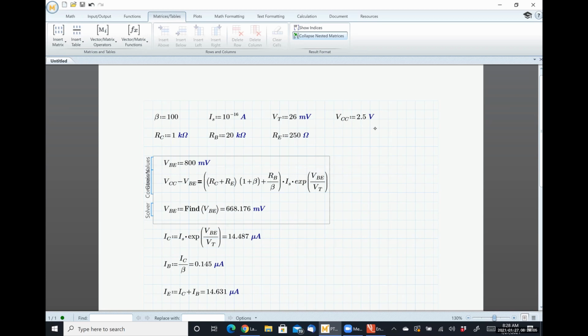My collector resistance is 1 kilo ohm. My base resistance is 20 kilo ohms. My emitter resistance is 250 ohms. All those numbers seem legit. All right. So let's see. I have VCC minus VBE is equal to RC plus RE. What I'm going to do here is just make sure that I'm explicitly multiplying, because there's a small chance that it's treating this as some sort of weird function.